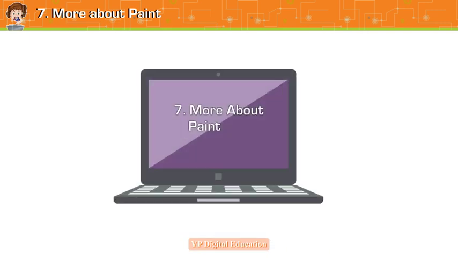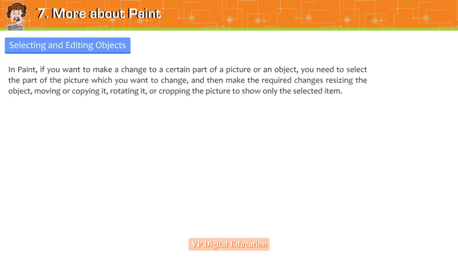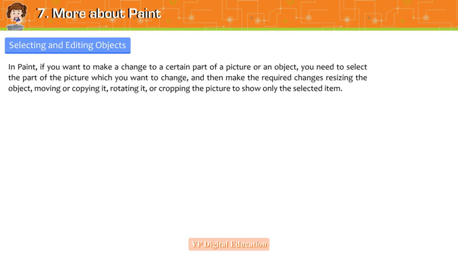Chapter 7. More about Paint. Selecting and editing objects. In Paint, if you want to make a change to a certain part of a picture or an object, you need to select the part of the picture which you want to change and then make the required changes: resizing the object, moving or copying it, rotating it, or cropping the picture to show only the selected item. The Select tool.